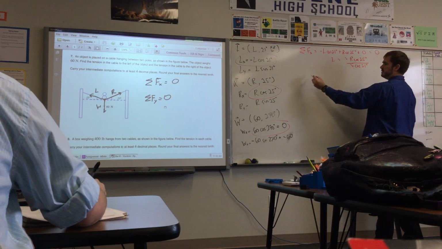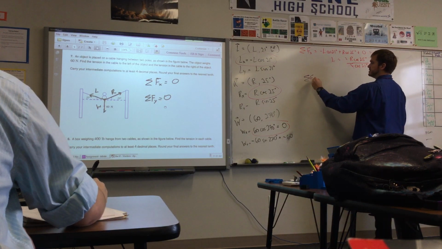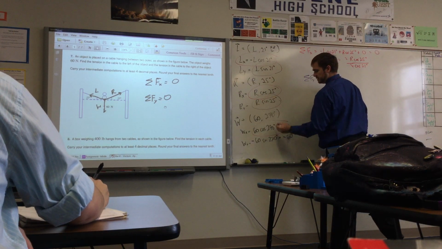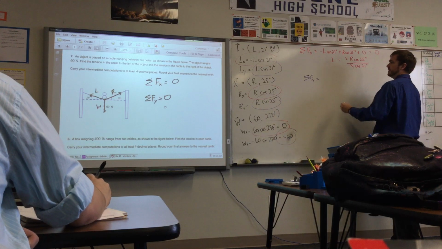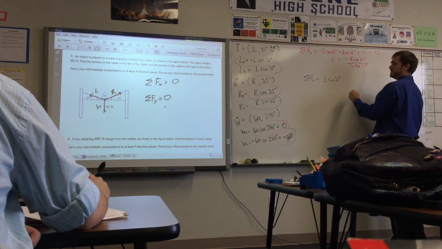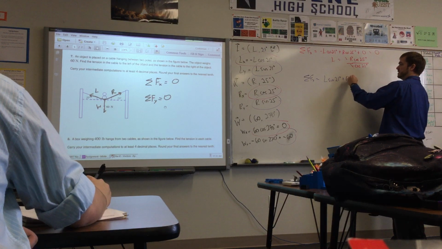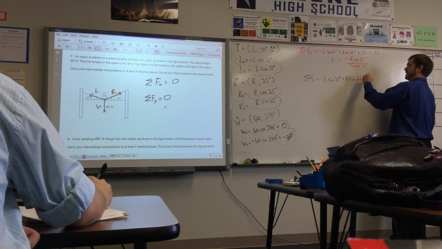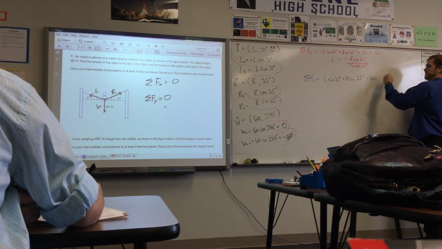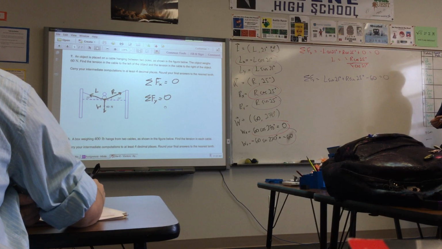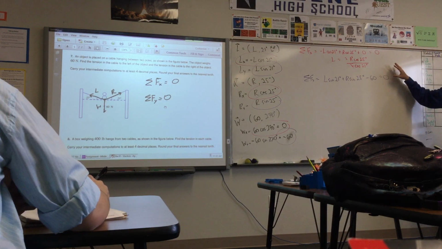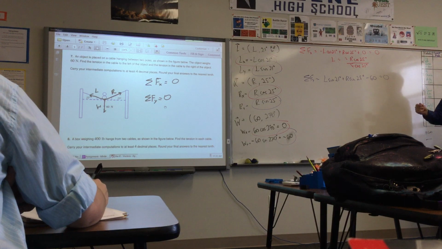Our next equation is going to be the summation of forces in the y direction. So this one, and this one. So we'll write L sine 21 degrees plus R sine 25 degrees minus 60 equals 0. We did all this last Thursday. Do you remember that? It's a lot faster now that we kind of know what's going on.